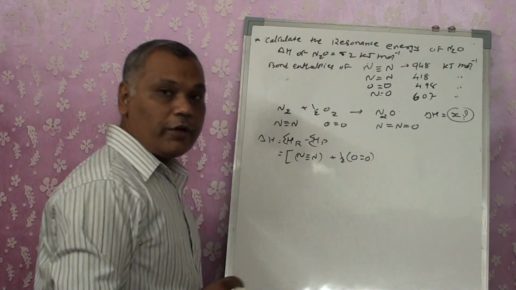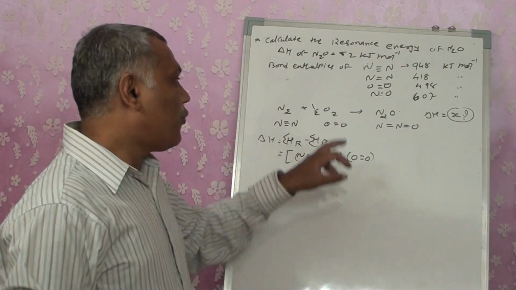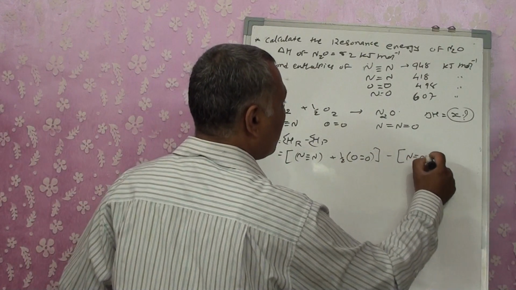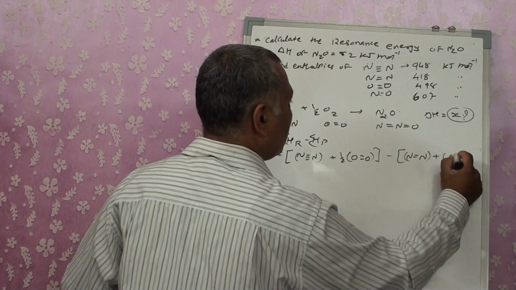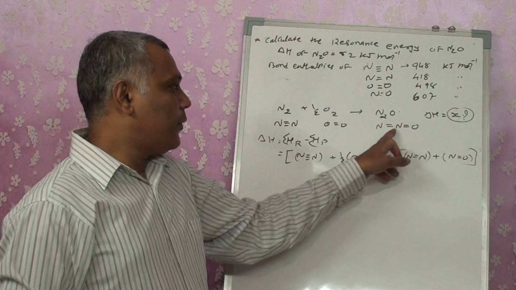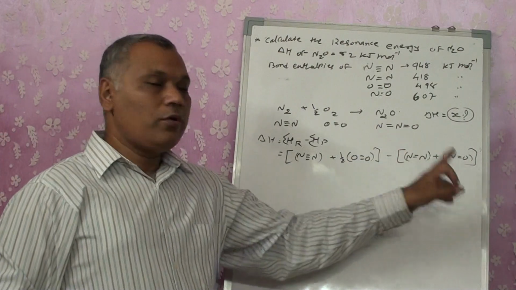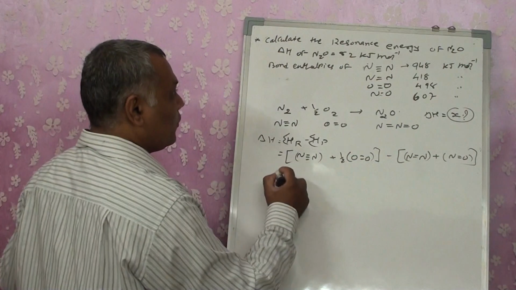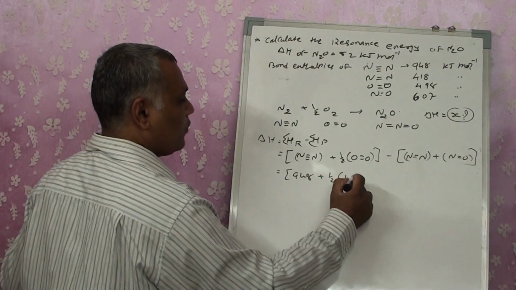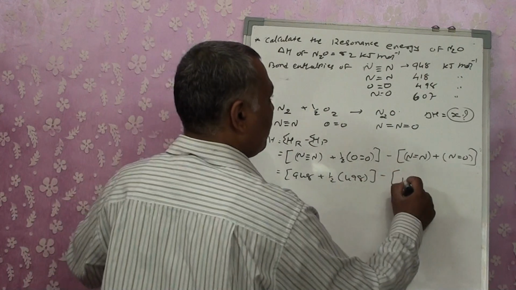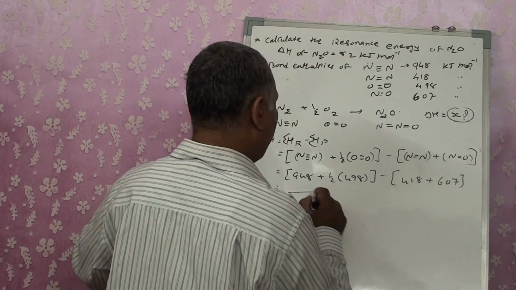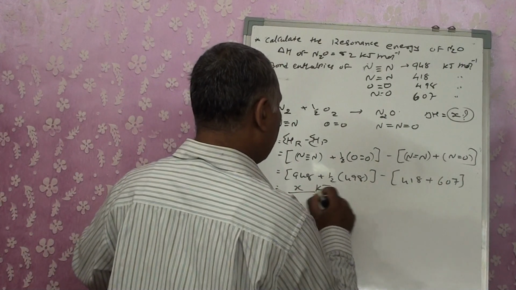So whatever the double bond energy is given to us, half of it we will be including, minus N double bond N and N double bond O. From this structure we will be getting N double bond N, N double bond O. Substitute the values given to us: 948, half of 498, 418, 607. Simply addition and subtraction will give me the answer.